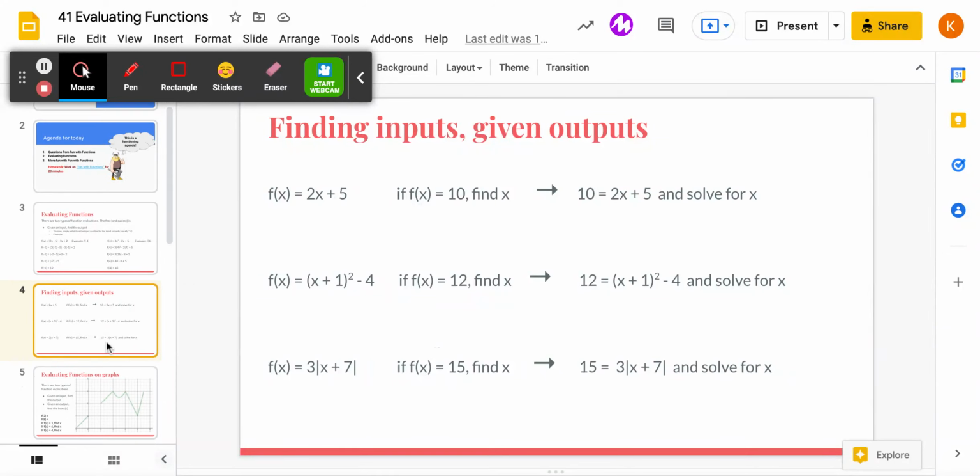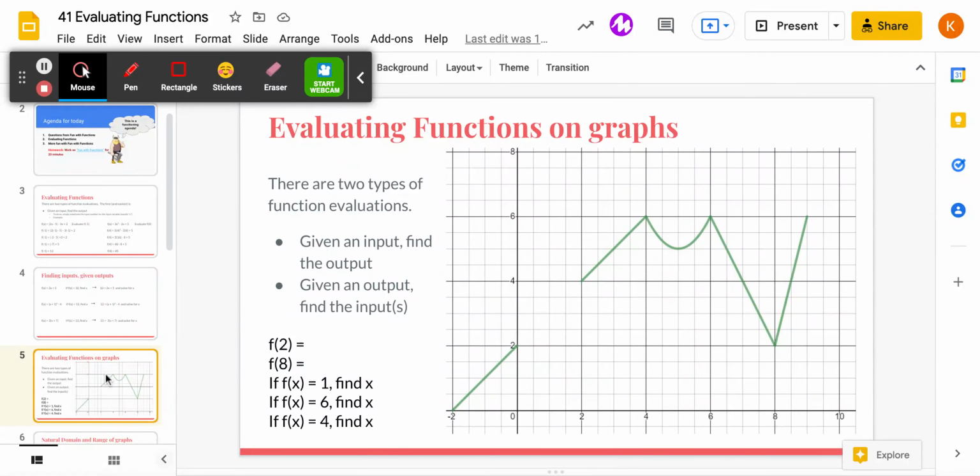All right. And one last one to look at, and this is evaluating functions on a graph. Just like the last one, there are two types that we can do. One, when an input is given to us, and the second one, when the output is given to us. So let's check it out.